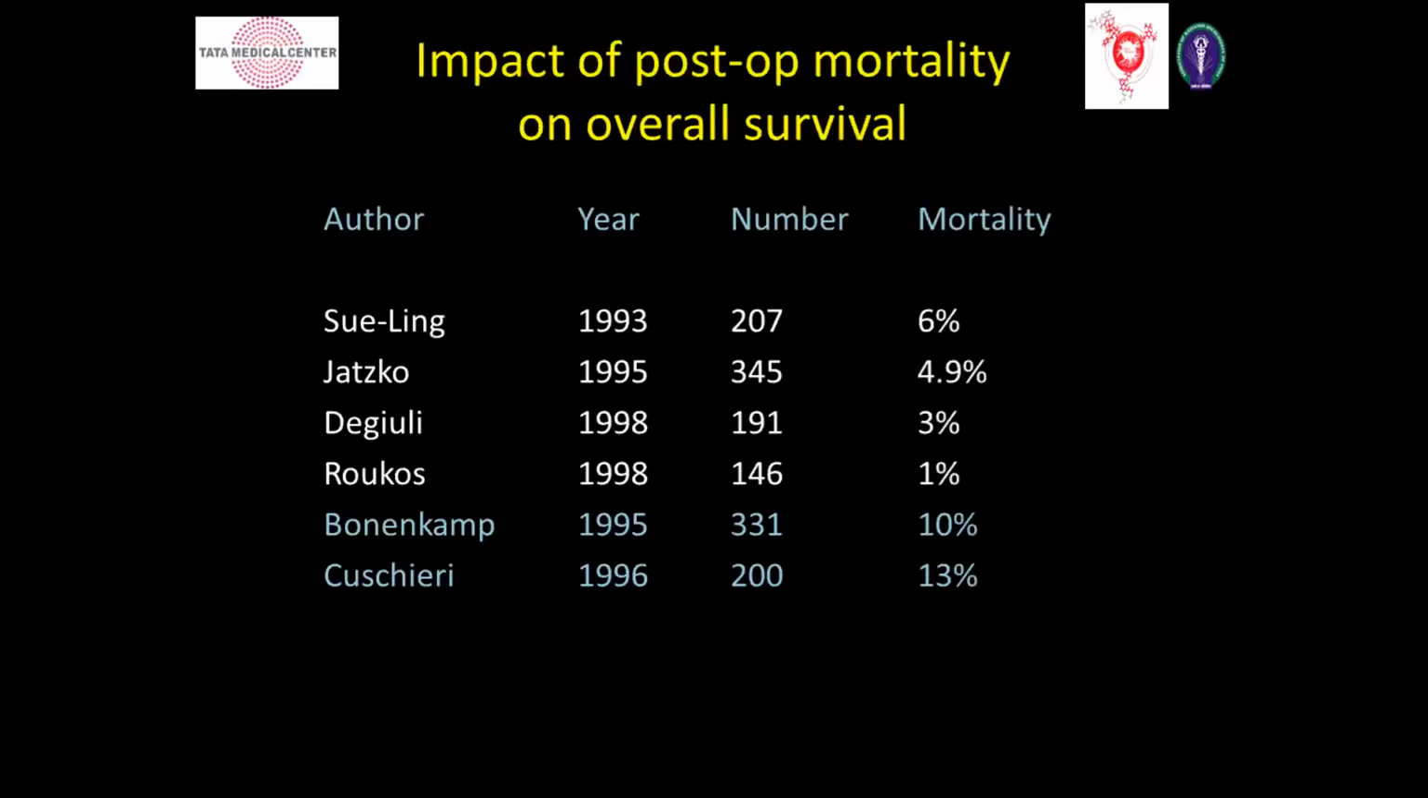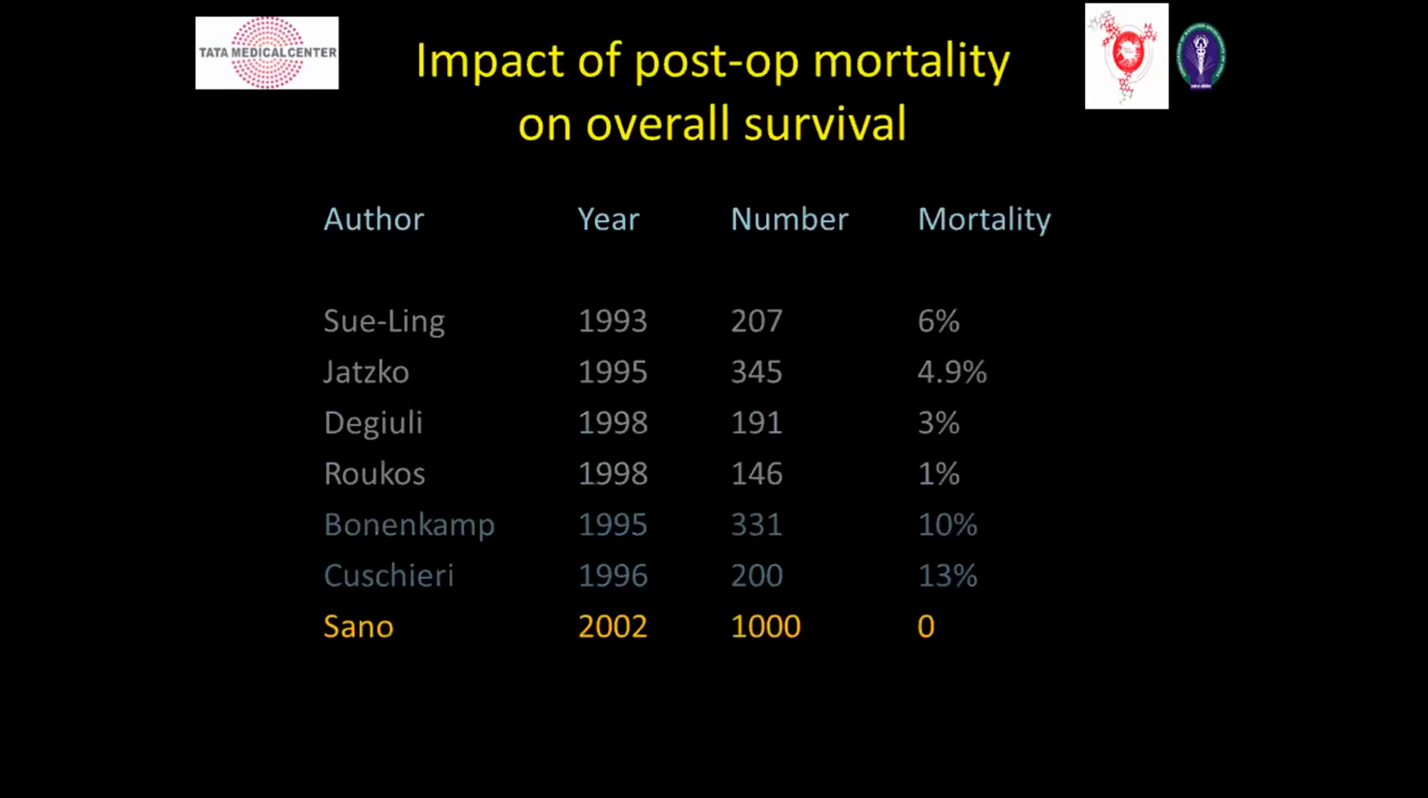There are various series about D2 gastrectomy, and they have shown a mortality of 6%, 4%, 10%, even Kushiri had a mortality of 13%. Then one of the pioneer Japanese surgeons, Professor Sano, came with his publication in 2002, a 1,000 patient analysis, and he had 0 mortality. So he concluded that D2 gastrectomy is an absolutely safe and sound procedure, and this is the only procedure for gastric cancer.